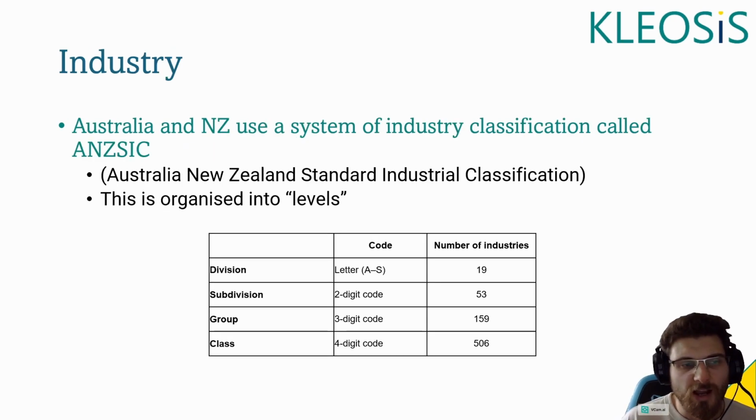So we'll look at how statistics agencies think about industry. Within Australia and New Zealand, we have a system called the ANZSIC, which is the Australia-New Zealand Standard Industrial Classification.